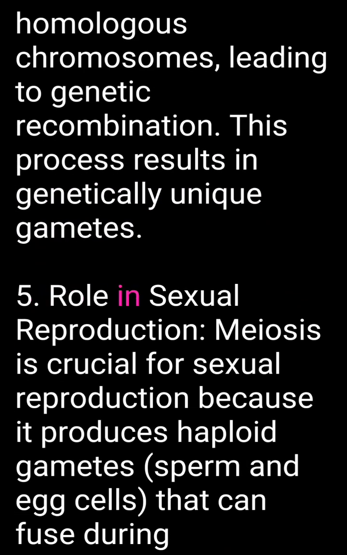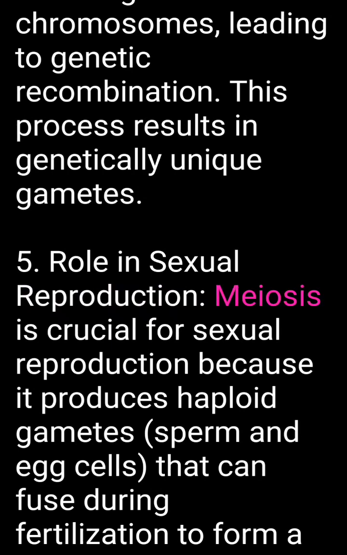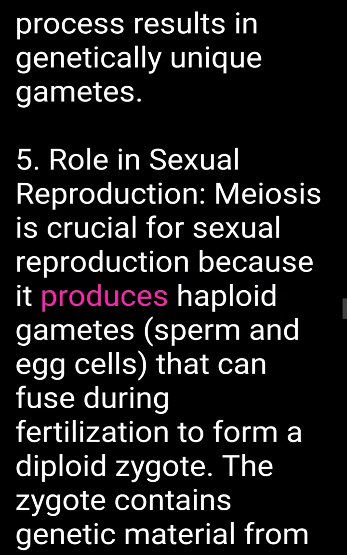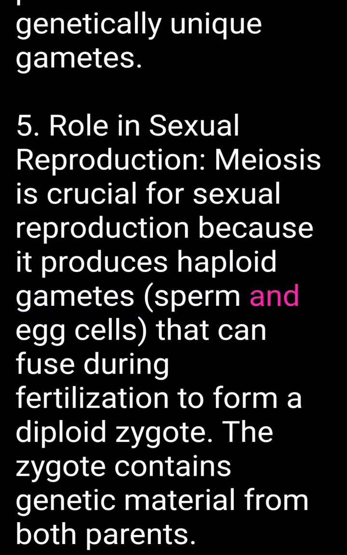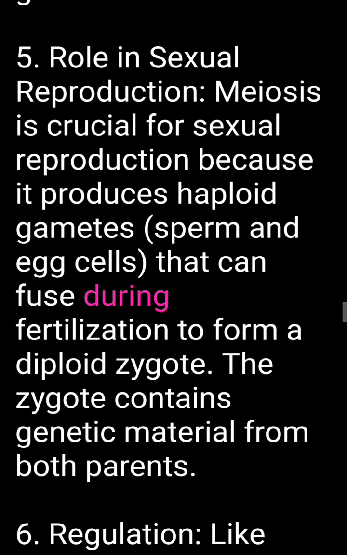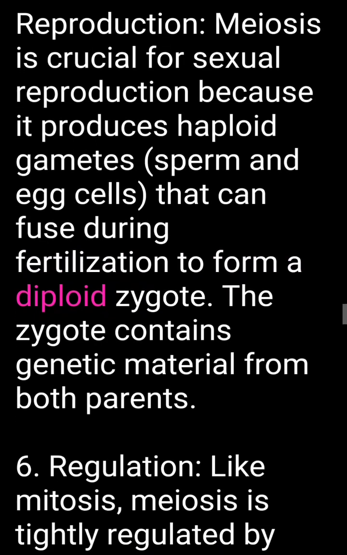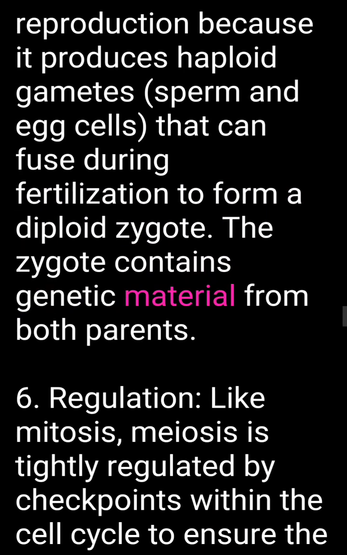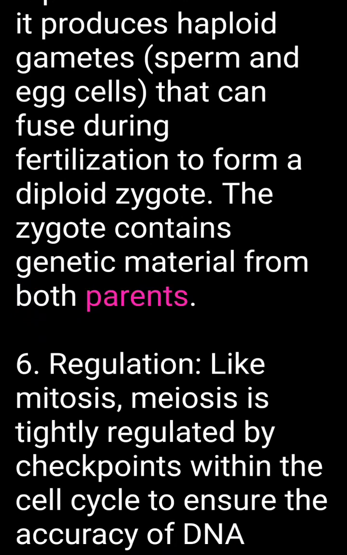5. Role in sexual reproduction. Meiosis is crucial for sexual reproduction because it produces haploid gametes, sperm and egg cells, that can fuse during fertilization to form a diploid zygote. The zygote contains genetic material from both parents.